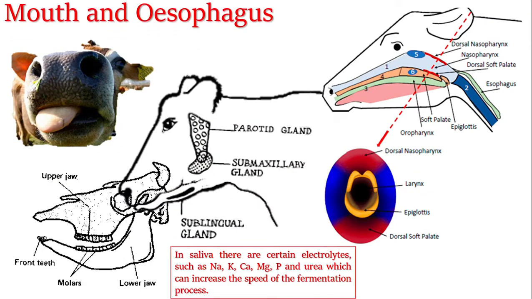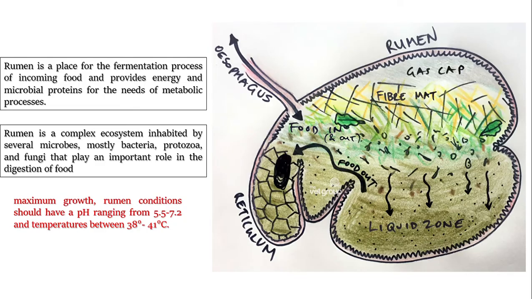This is mostly in the saliva. There are certain electrolytes such as sodium, potassium, calcium, magnesium, and phosphorus, and urea, which can increase the speed of the fermentation process. The rumen is the place for the fermentation process of incoming food and provides energy and microbial proteins for the needs of the metabolic process. The rumen is a complex ecosystem inhabited by several microbes, mostly bacteria, protozoa, and fungi. They play an important role in the digestion of food.